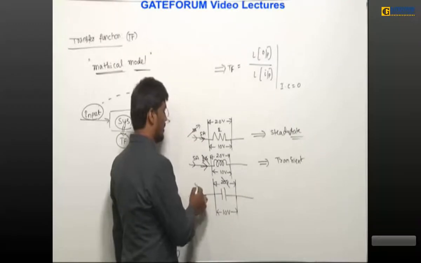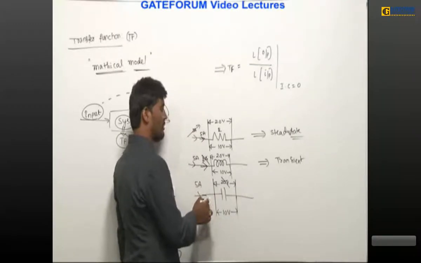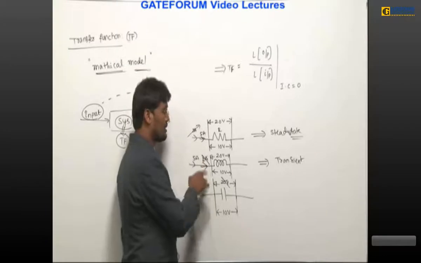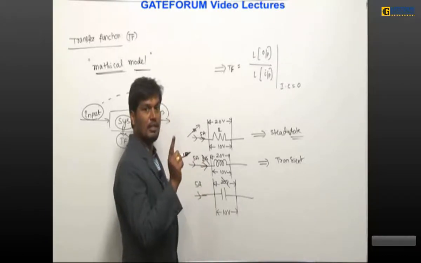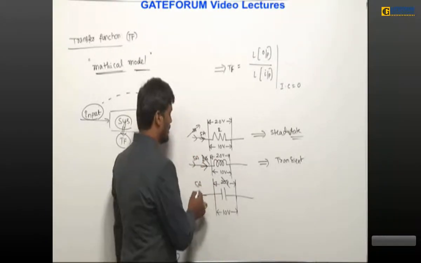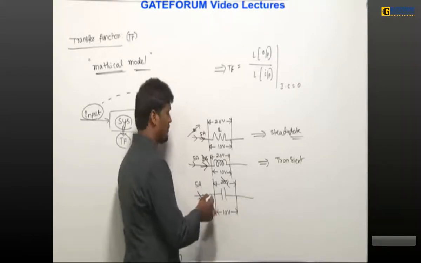But when it comes to current, initially the current flowing through the capacitor is 5 amperes, for AC. I am speaking of all these things for AC but not DC. Please try to assume all these things. Initially, assume 5 amperes current is flowing through the capacitor.